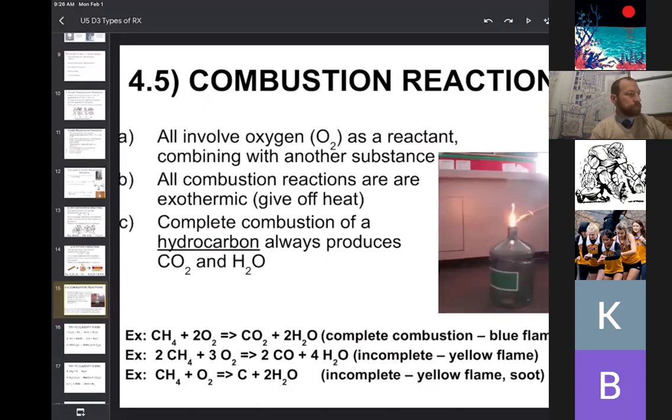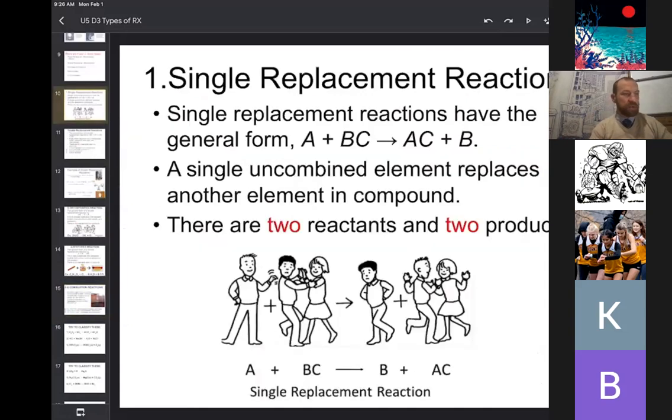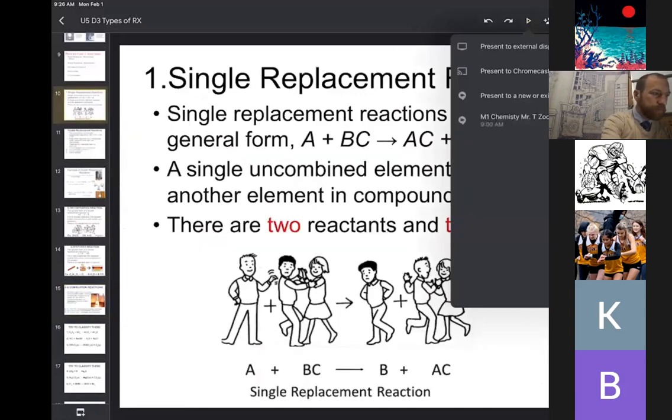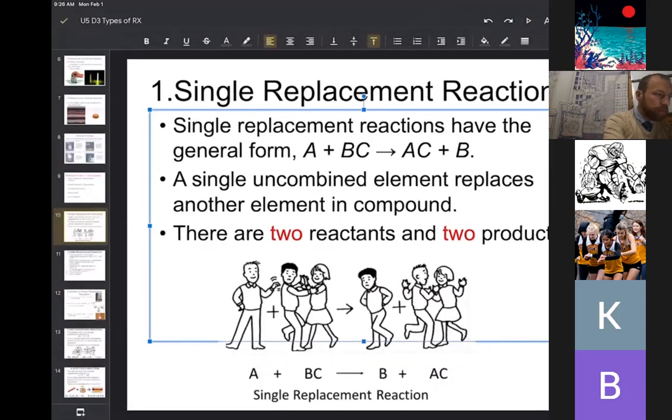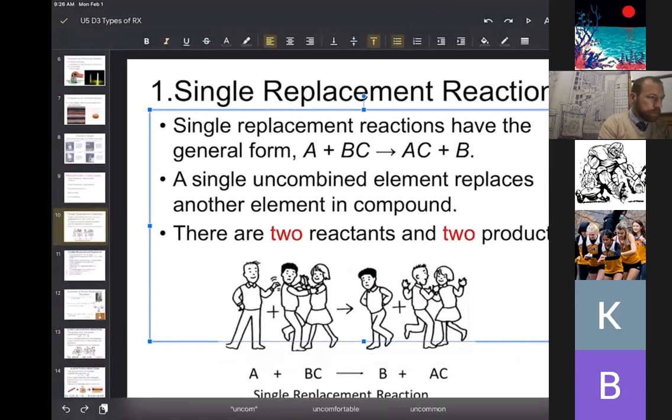All right, I'll go through each one really quickly, and I'll let you guys know what to write down. I would write down this right here, this general formula. And I'd also probably write down this part right here: two reactants, two products. Because if it has one reactant forming two products, you know that it's not going to be a replacement, right? It's a quick and easy way to identify one of the types of reactions, at least.